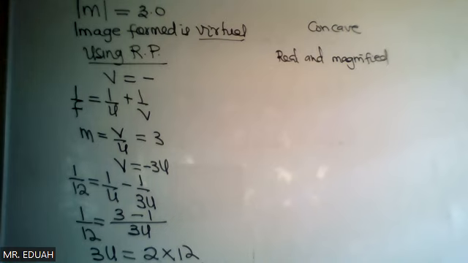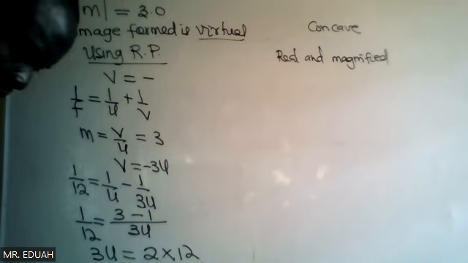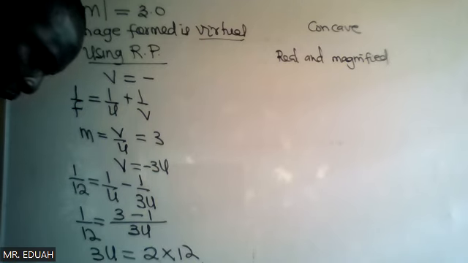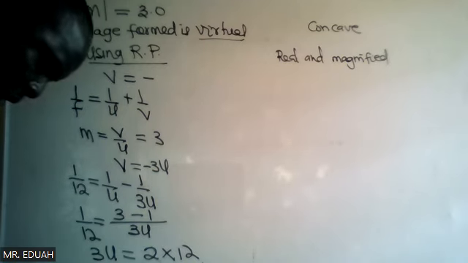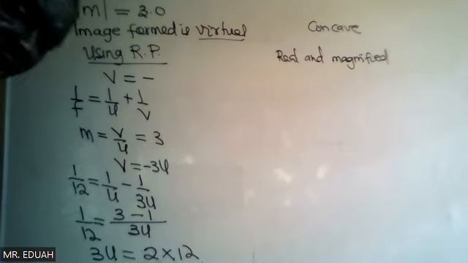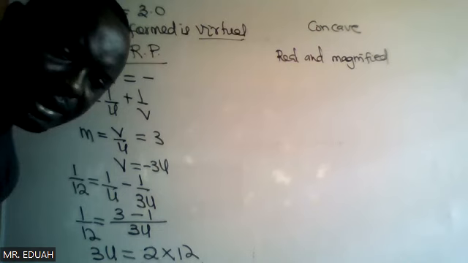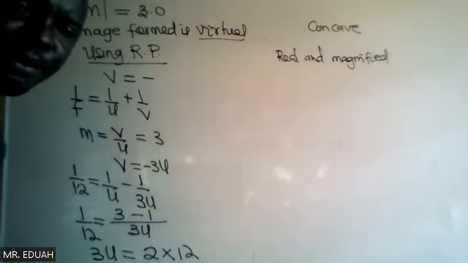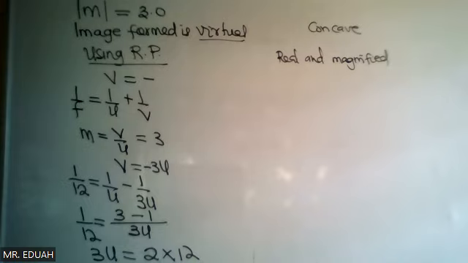For the image to be real and magnified, where must the object be placed? Check on your ray diagram, the image formation we had with the spherical mirrors. Okay, so it must be placed between C and F.